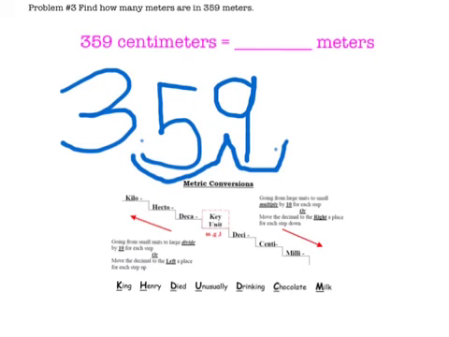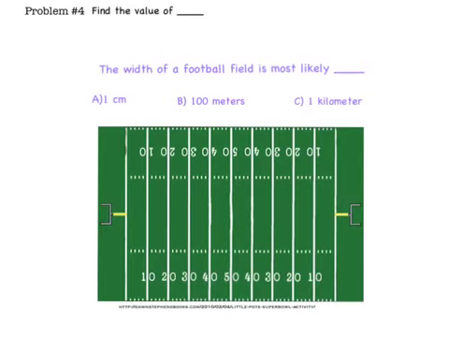This problem says the width of a football field is most likely A, 1 centimeter, B, 100 meters, or C, 1 kilometer. If you have seen a football field before, you probably know that a football field isn't 1 centimeter. If it was, football players would be playing on a pencil eraser size field. We can cross out that possibility.